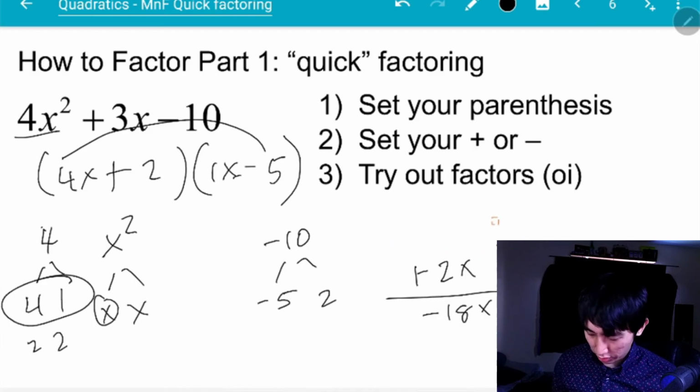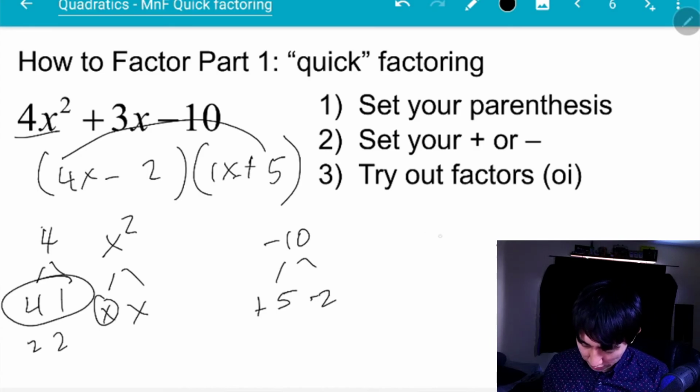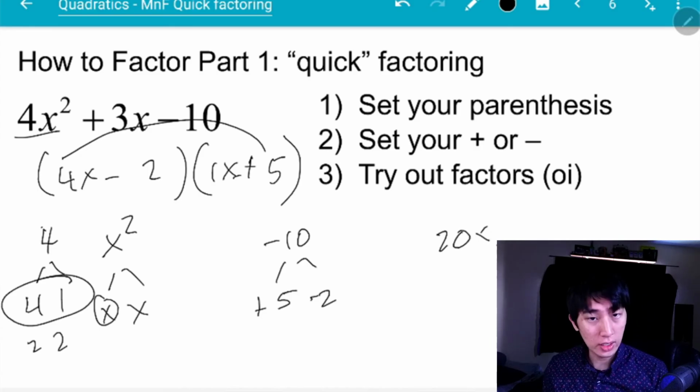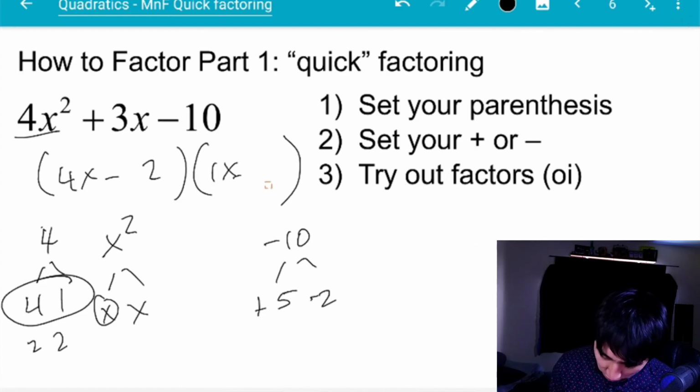Yeah, that's not even close. So let's try something else. What if I swap this around? So I made this one negative and this one positive. So we're going to make this positive 5 and this one negative 2. So we have 20x. Yeah, that's not even close again. We don't want to multiply the 4 and the 5 because then the numbers just get way too big. So instead, what if I moved this around? So I said positive 5 and negative 2.